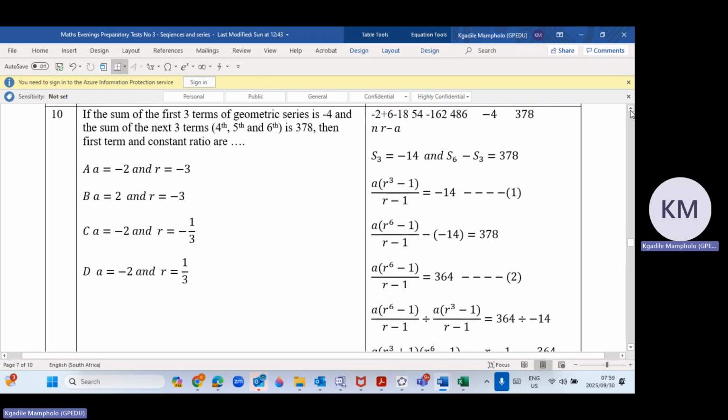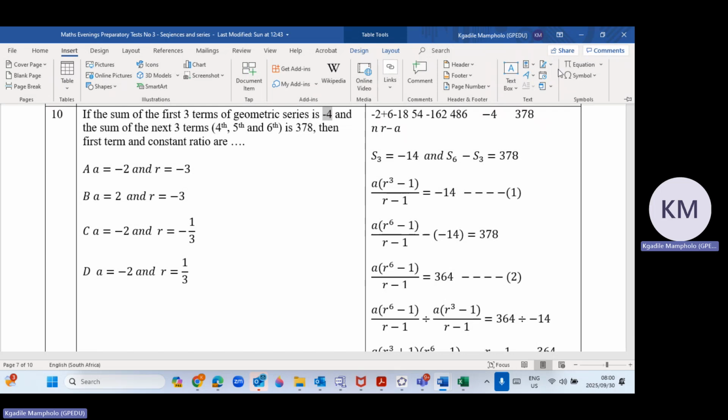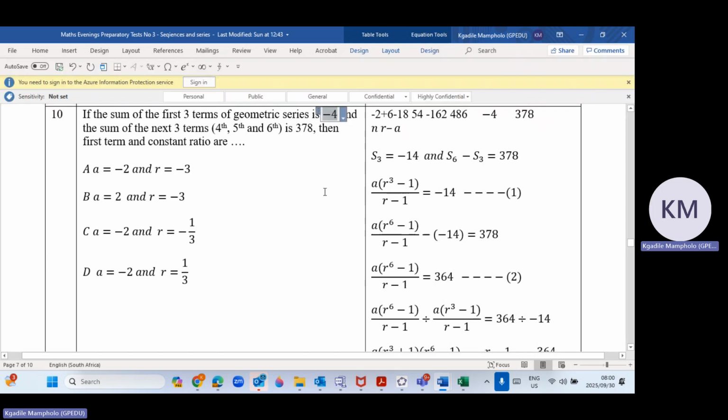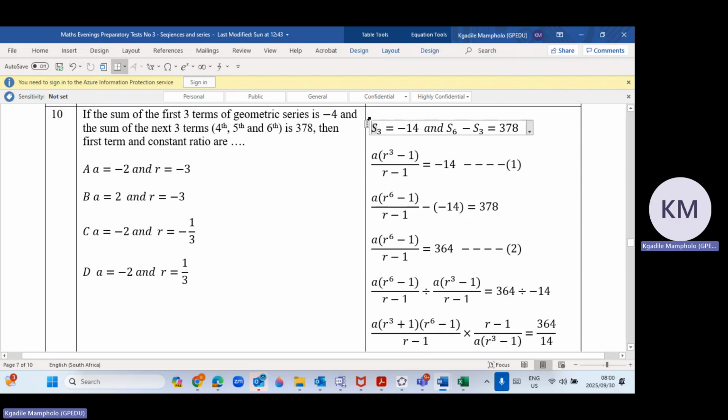If the sum of the first three terms of a geometric series is -14, and the sum of the next three terms, fourth, fifth, and sixth, is 378, then find the first term and the constant ratio. So now you say S3 is equal to -14, then you use the formula for the sum of a geometric series because you're told that this is a geometric series. Then N is 3.